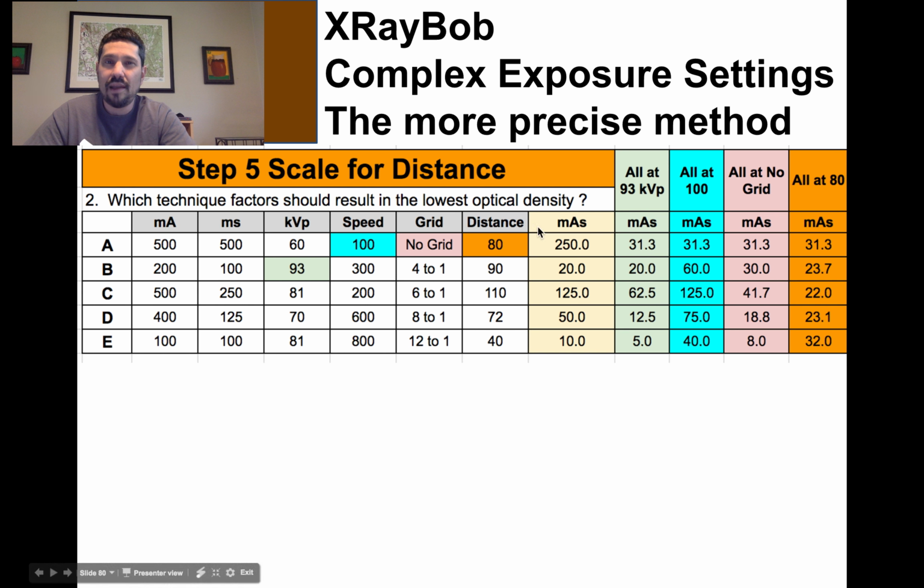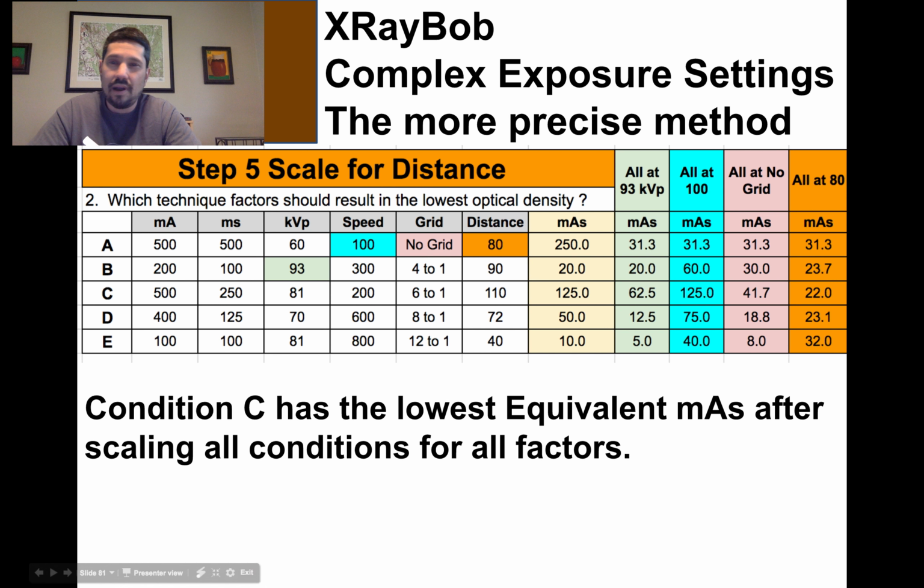Okay? Now we're going to scale them for distances. We'll make it all look like it is at 80 inches. So if I was at 90 inches with 30 mAs, that would be the same optical density on my detector as 23.7 mAs at 80, right? I go from 90 inches to 80 inches, so my mAs scales down by 80 over 90 squared. So you're going to use the ratio of the distances squared to scale your mAs to figure out what would be the mAs to result in the same optical density at 80 as the mAs and the distance given. All right, so now you're done.